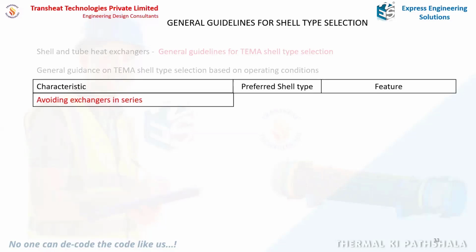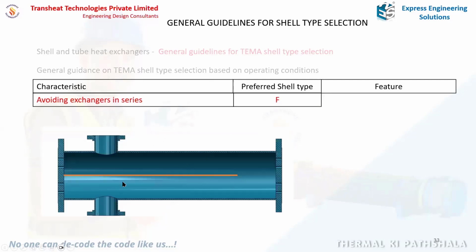So to avoid exchangers in series, we can use what we call an F-type shell. An F-type shell is where we have a longitudinal baffle on the shell. This effectively makes the heat exchanger a two pass on the shell. If this is the inlet nozzle, the fluid flows across the longitudinal baffle, reverses, and comes back through the outlet. So it is traversing the shell twice, making this a two pass on the shell side. It is effectively the same as two exchangers in series.